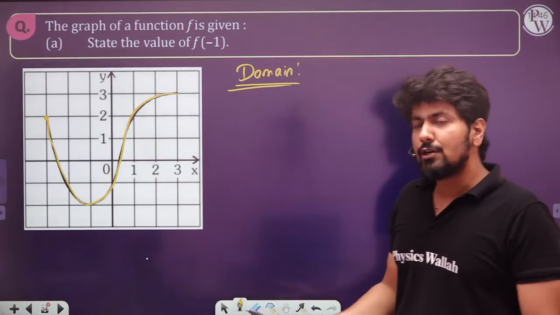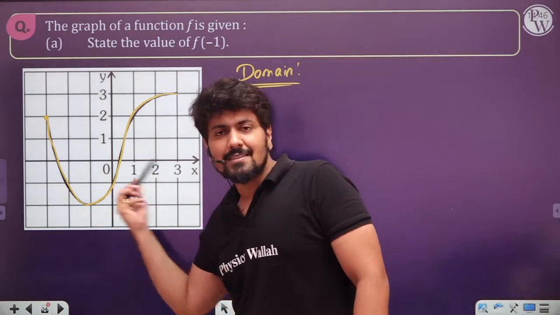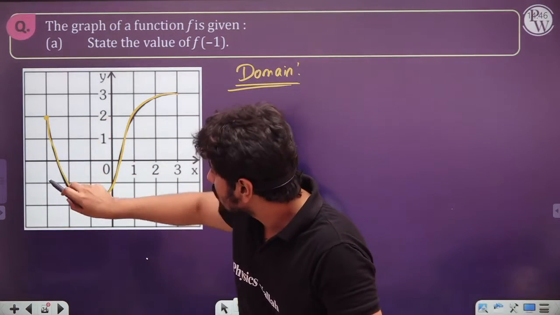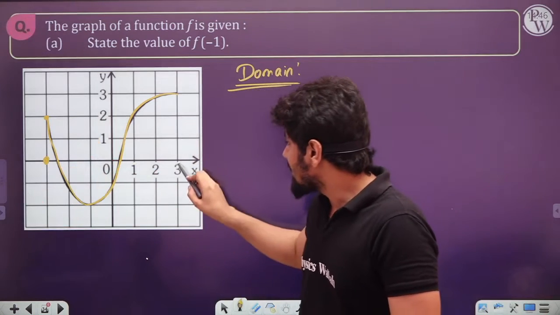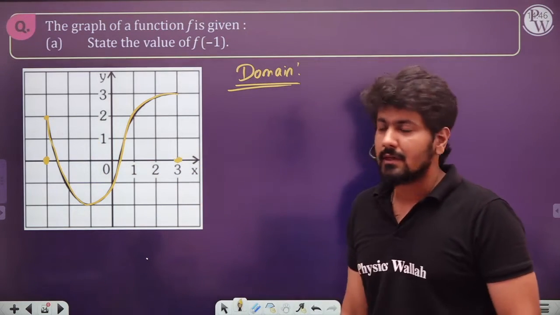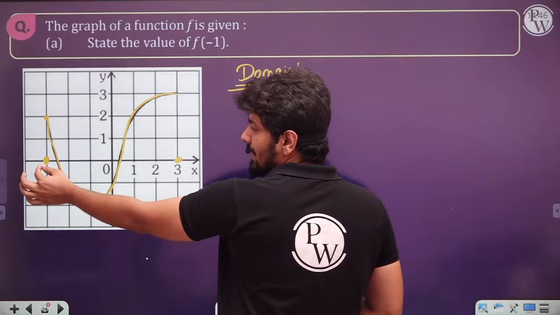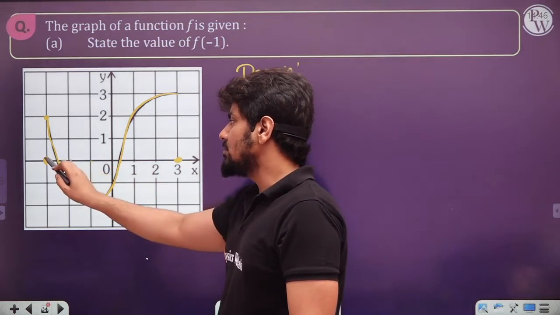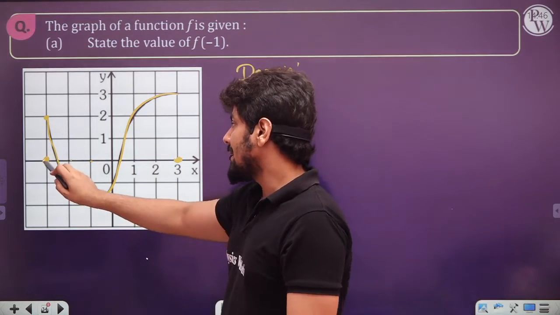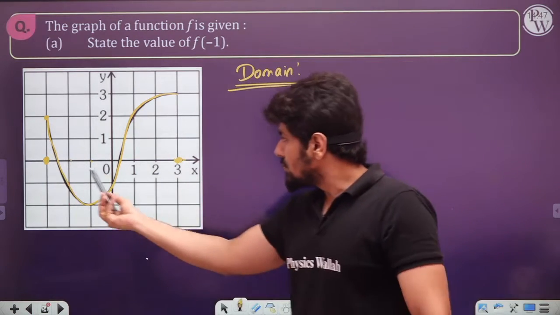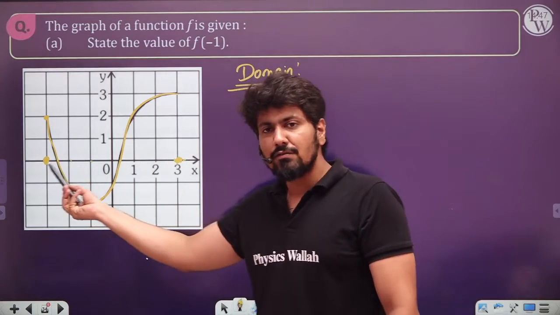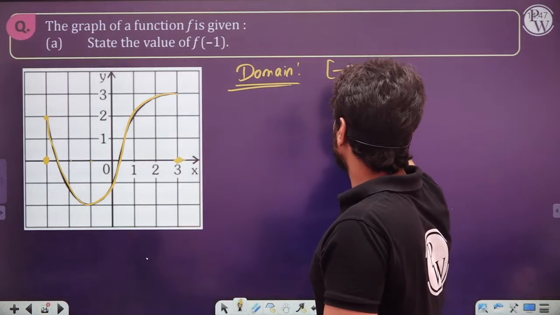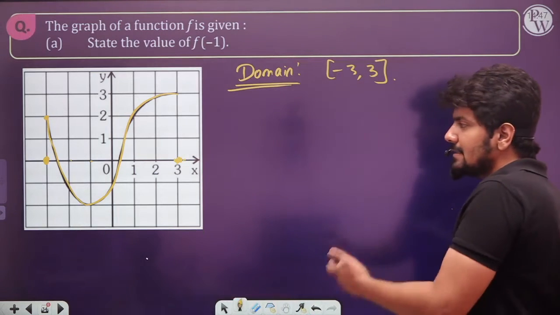Now, what is the domain? Domain is basically the x-axis covered by the graph. What are the positions? See, the leftmost x coordinate is what? And what is the rightmost x coordinate? So you can see that the leftmost is -3 and the rightmost is +3. See, this is -1, this is -2, this is -3. So the leftmost is -3, the rightmost is +3. So the domain of this graph will be -3 to 3. So -3 to 3, close bracket, this is the domain. These are the values of x.